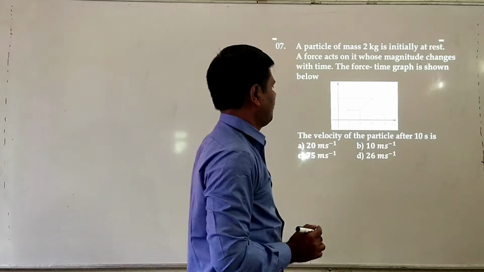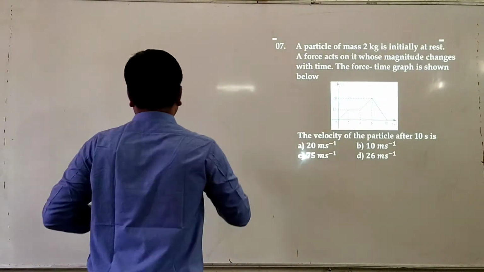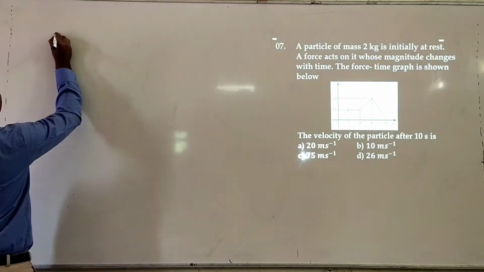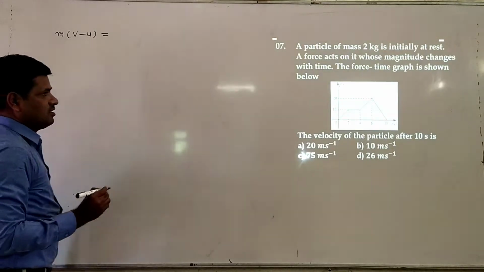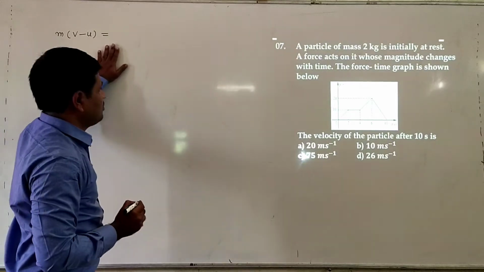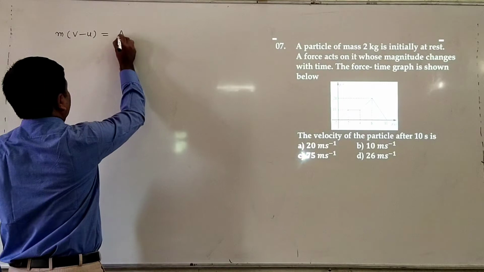In the F and T graph, the area under the force and time graph represents the change in momentum. That is, the change in momentum can be written as m into v minus u, or impulse. This is called impulse. Impulse means change in momentum. m into v minus u is equal to the area under the F-t graph.